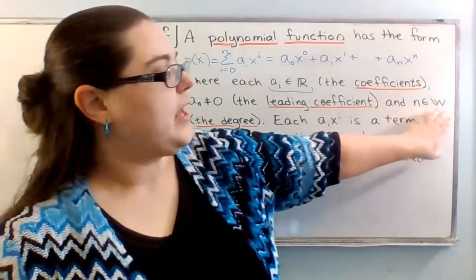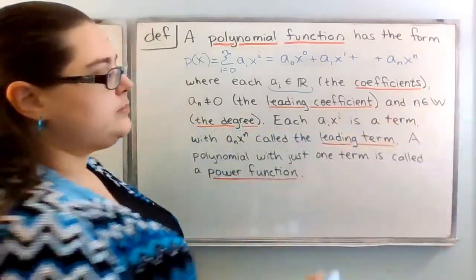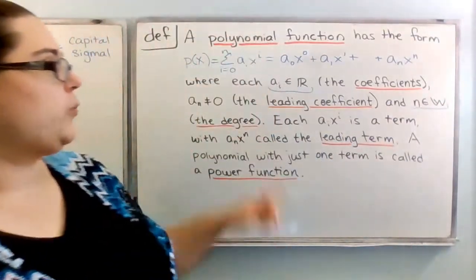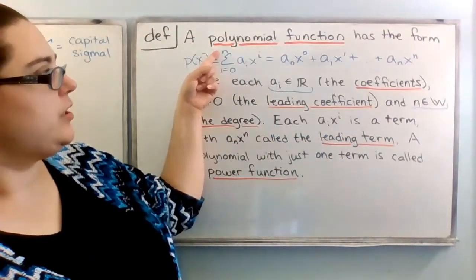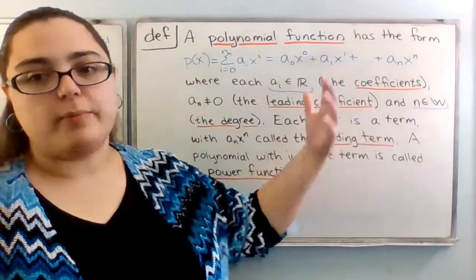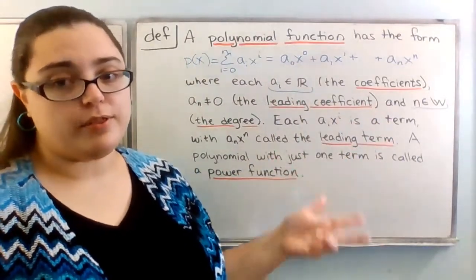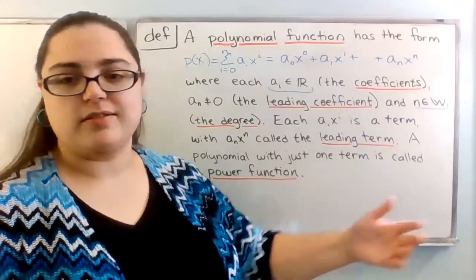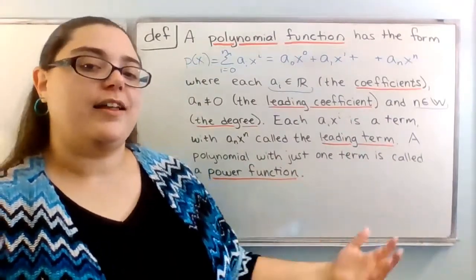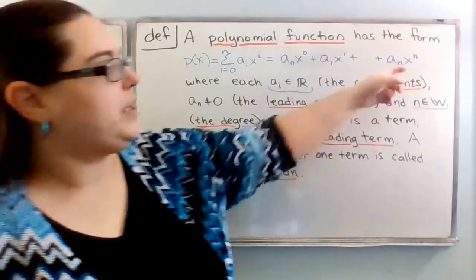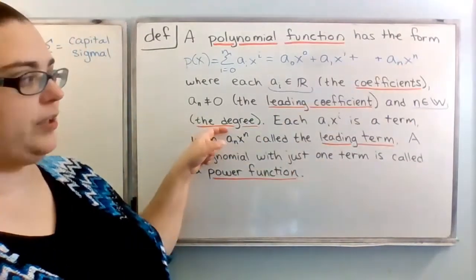Then n is an element of the whole numbers. So this notation is saying that when we index our summation, we're going to be going up to some whole number. Now the whole numbers are 0, 1, 2, 3, 4, 5, 6, and so on. They're the non-negative integers. That largest piece, that's what we're going to call the degree.